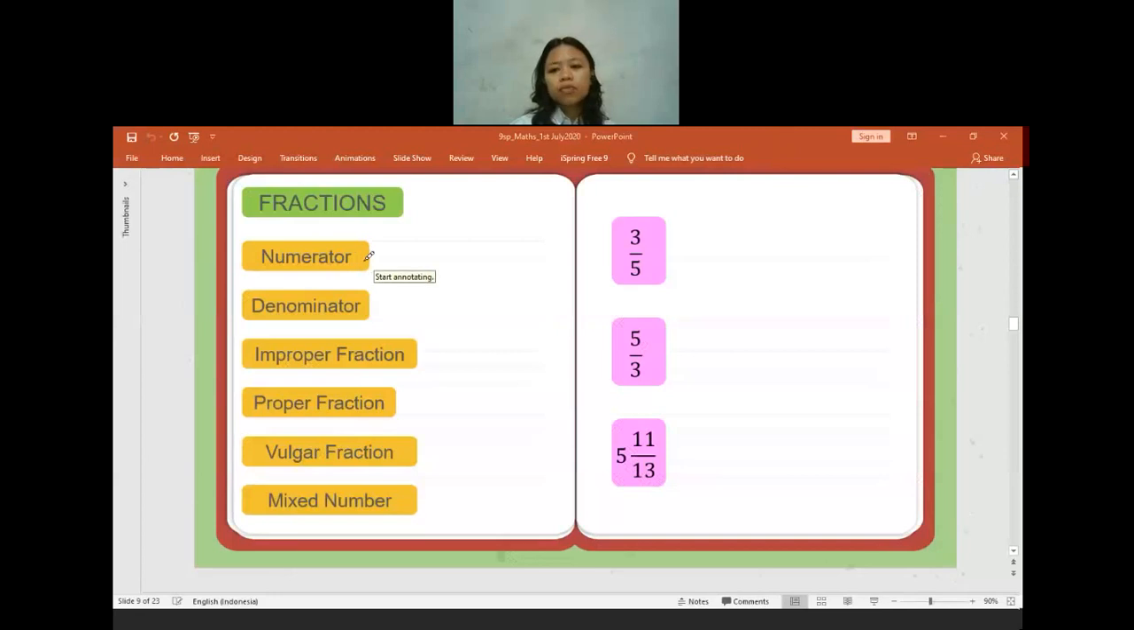The upper one. Okay, numerator is the upper one. What about the denominator? Bottom. Bottom one. Is there anyone still getting confused to differentiate which one is numerator, which one is denominator? No one, right? Okay. If no one has difficulties, which one is the improper fraction from these three fractions that I give to you? Middle. The middle one is the improper fraction.